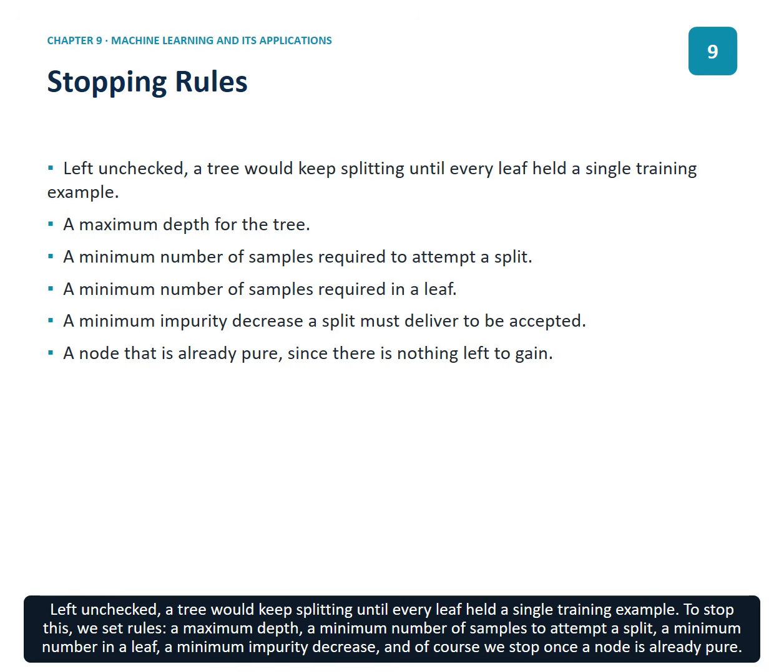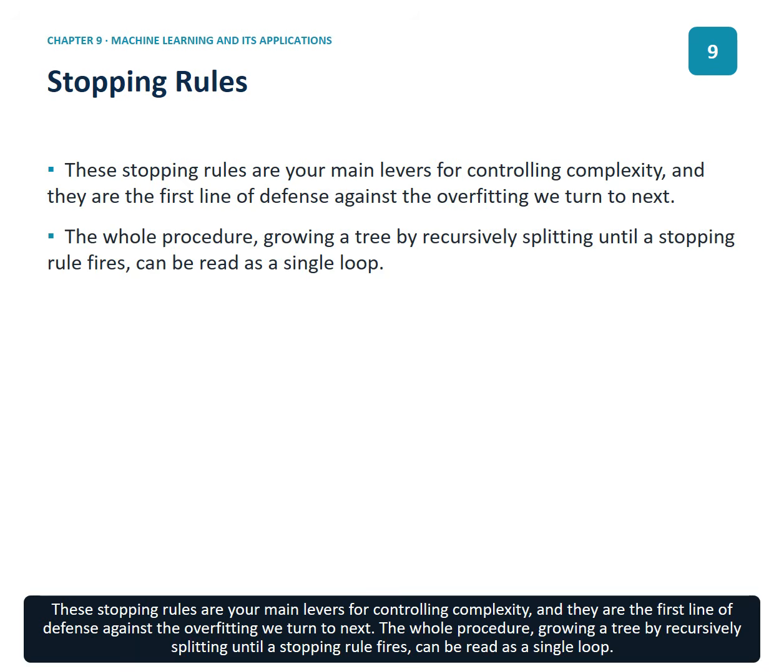To stop this, we set rules: a maximum depth, a minimum number of samples to attempt a split, a minimum number in a leaf, a minimum impurity decrease, and of course, we stop once a node is already pure. These stopping rules are your main levers for controlling complexity, and they are the first line of defense against the overfitting we turn to next.